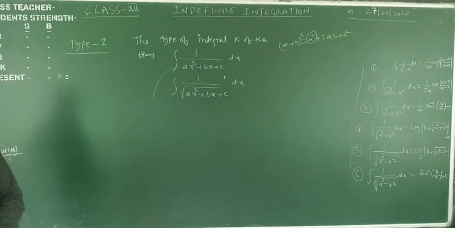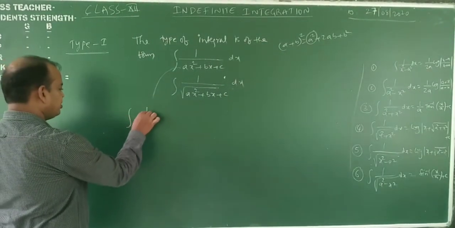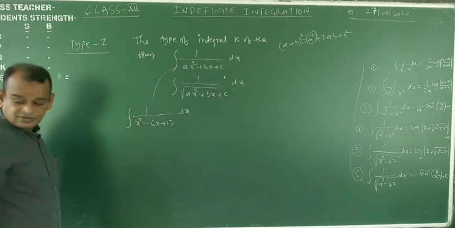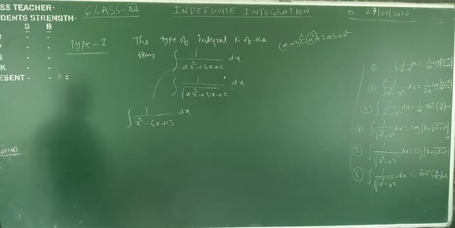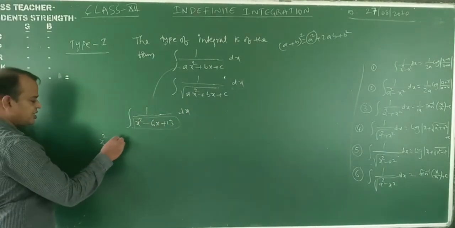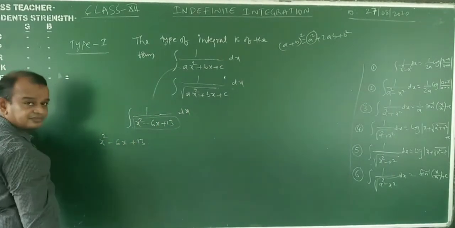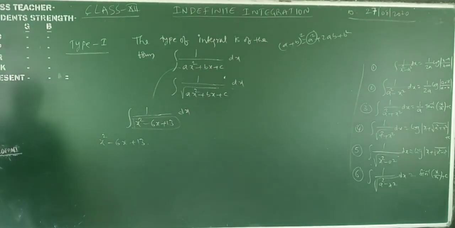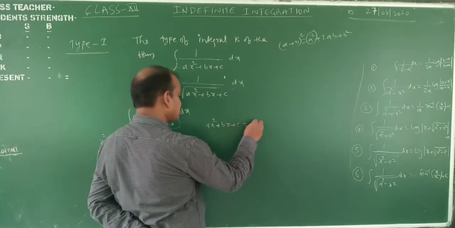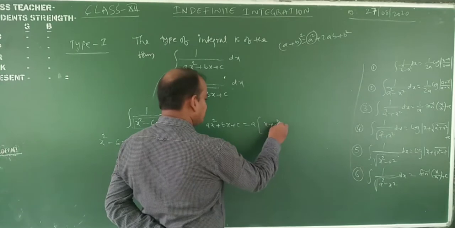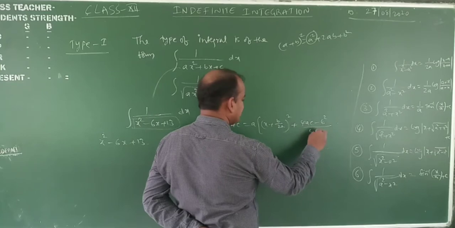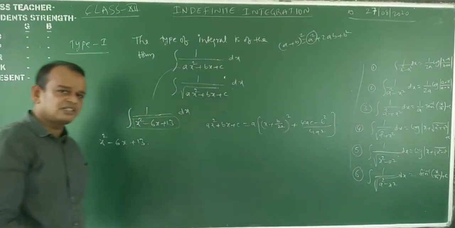Now find the following integrals: integral of 1 by x square minus 6x plus 13 dx. Here the quadratic expression is x square minus 6x plus 13. What is the actual formula? You know the formula of ax square plus bx plus c is equal to a into (x plus b by 2a) whole square plus 4ac minus b square by 4a square. Okay, my dear students, actually the formula is that one.